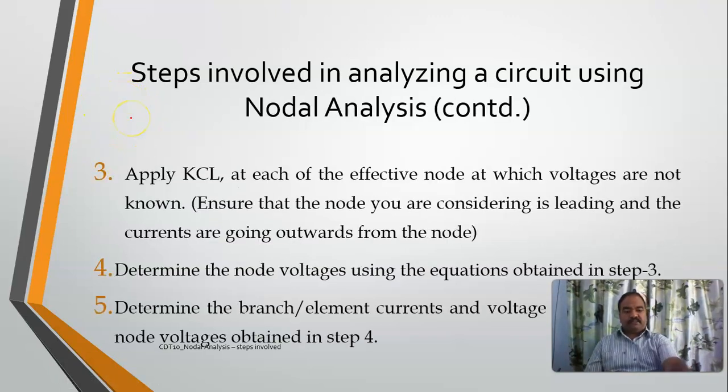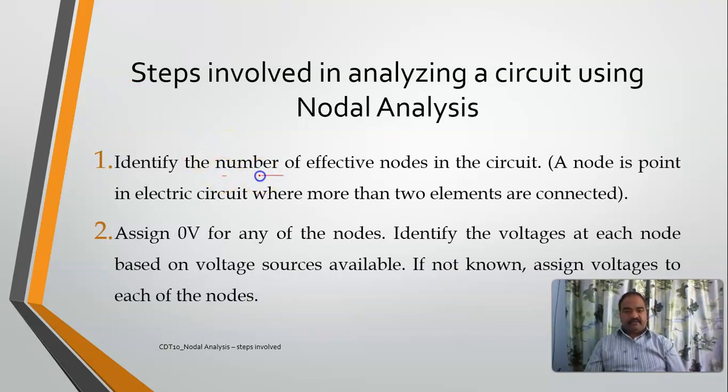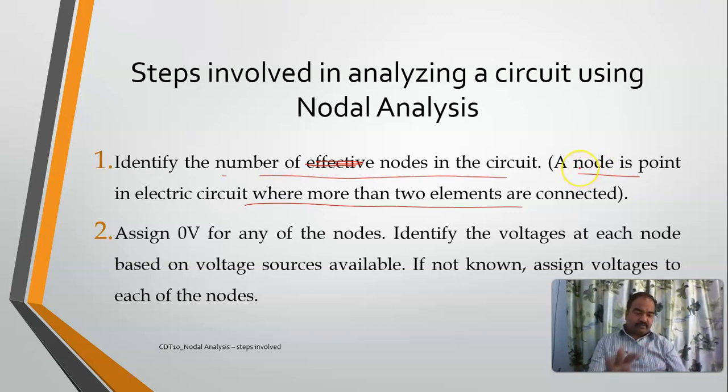The first step is to identify the number of effective nodes in the circuit. A node is a point in an electrical circuit where more than 2 elements are connected. First you identify the nodes, then you identify the effective nodes, which I will teach you when we do the problem. Then you assign 0 volts to one of the nodes. This is called the reference point. This is mandatory in nodal analysis. You are supposed to identify one reference node and assign 0 volts to it.